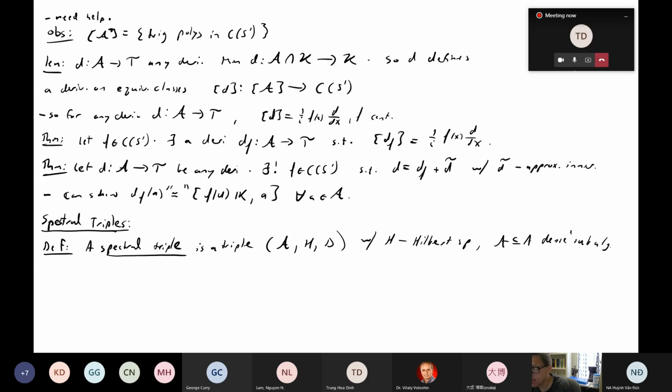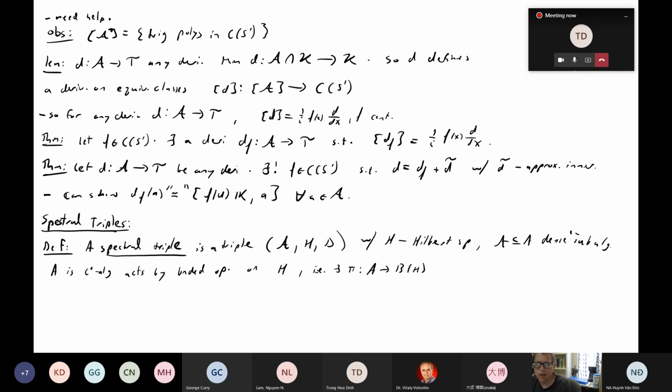Dense star subalgebra. And A is a C-star algebra that acts by bounded operators on H, meaning there exists a representation pi from A to B of H, right? So that pi of an A is a bounded operator, right?